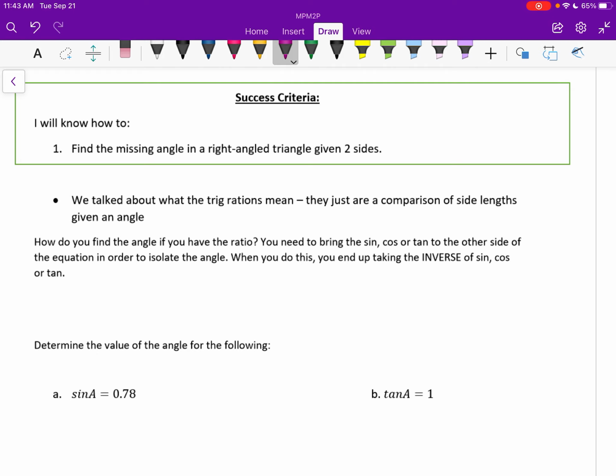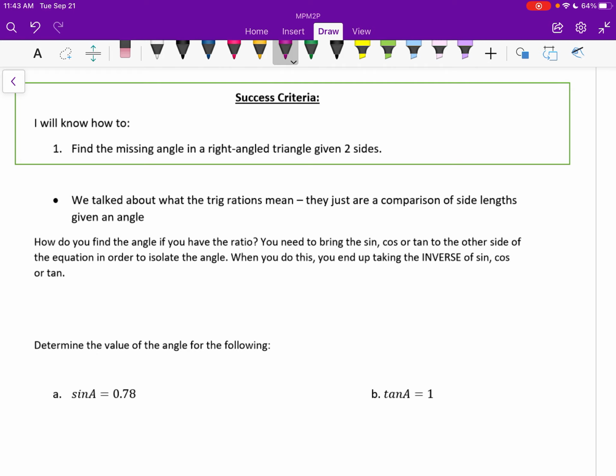And how you can do this is, first we need to talk about what trig ratios actually mean. Trig ratios are a comparison of side lengths. So sine 30 is always going to be 0.5, so we know that in a triangle, if the angle is 30, the side is always going to be 1/2 of the hypotenuse, right? We're always going to know what the side length is. So because of this, if we're given the ratio, you can find out what the angle is, right?